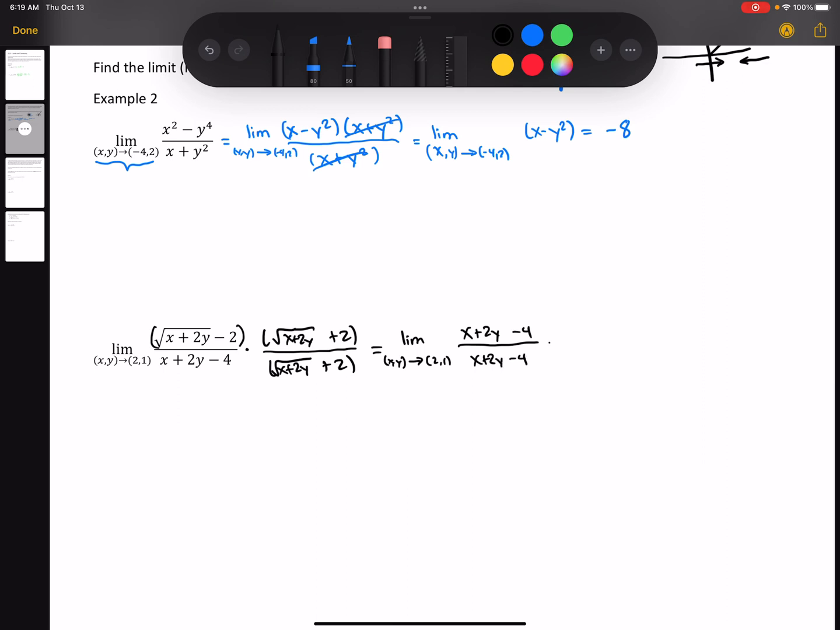And then in our denominator, we still have the square root of x plus 2y plus 2. Now, conveniently, those two terms cancel. To avoid rewriting this, we're just going to say we substitute in 2 and 1 immediately. And so we get 2 plus 2 is 4. The square root of 4 is 2. So this is 1/4.